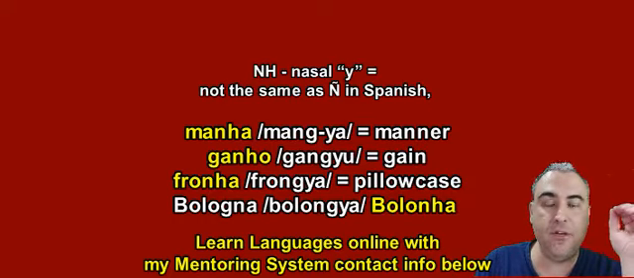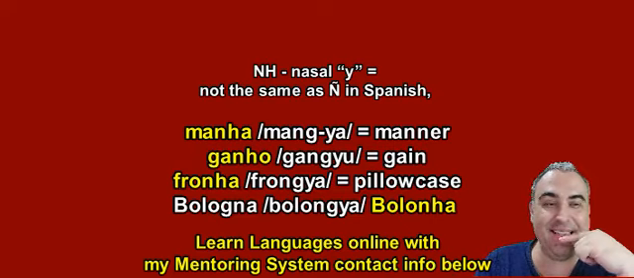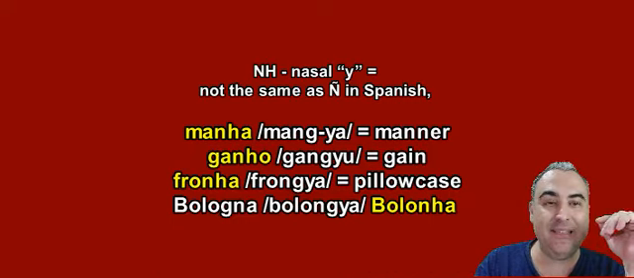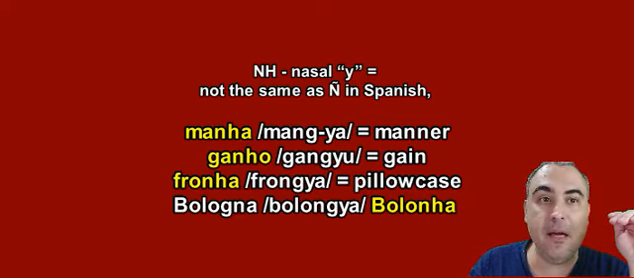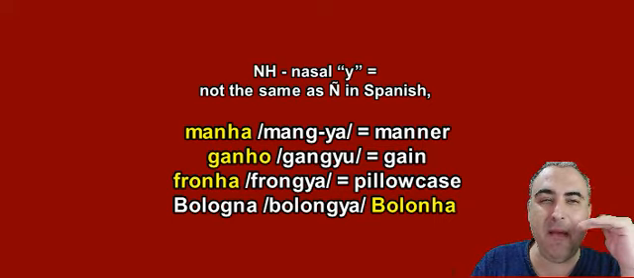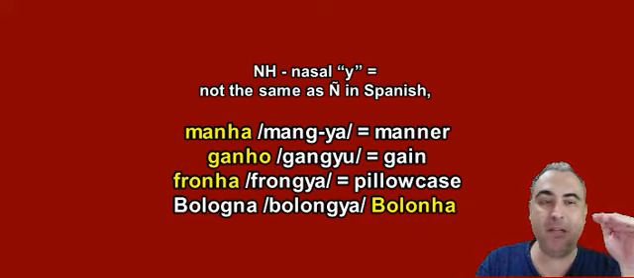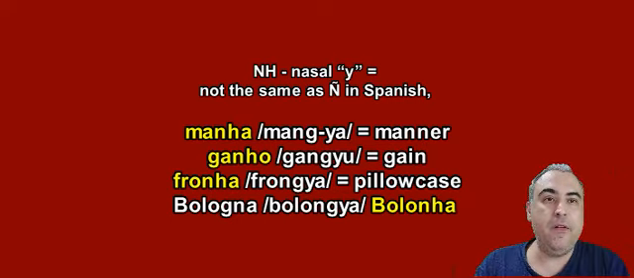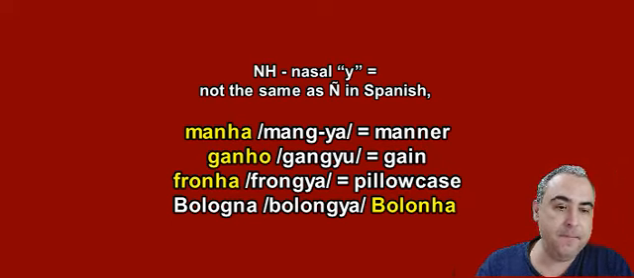Okay, fronha, which is a pillowcase. Ganho. Bologna, the Italian city. In Italian, it's pronounced Bologna, and the tongue touches the front palate, palatal. But in Portuguese, the way we pronounce it, my tongue maybe almost touches it, forming a semi-vowel but not a vowel. So it's a softer sound than you find in Italian.